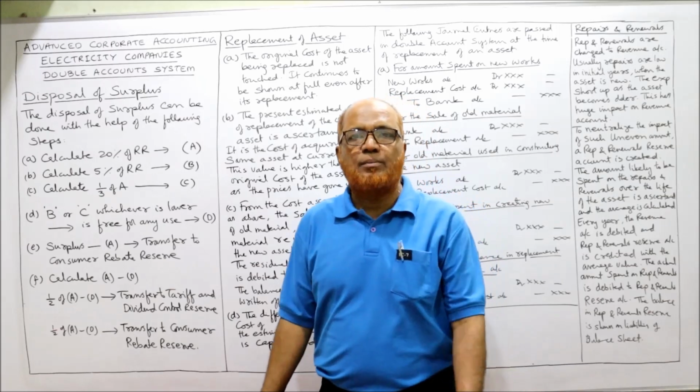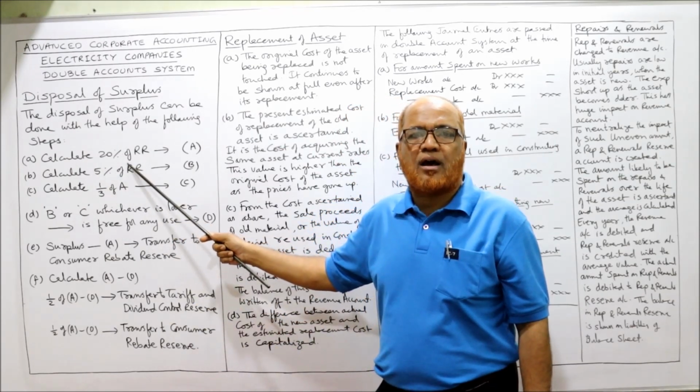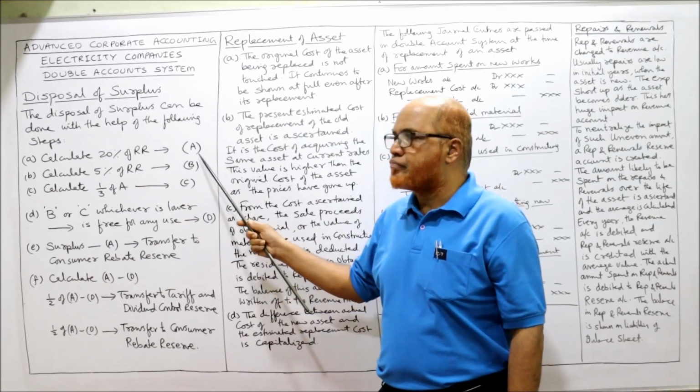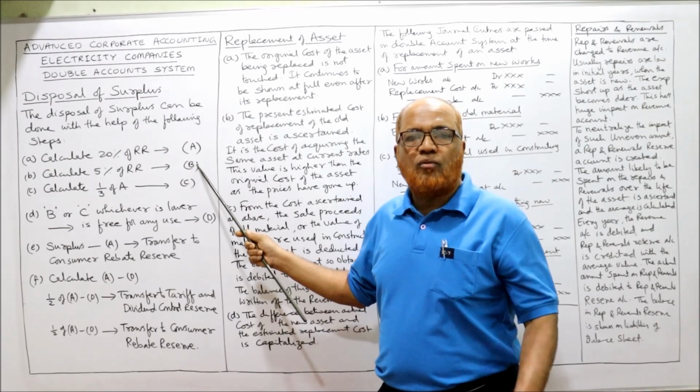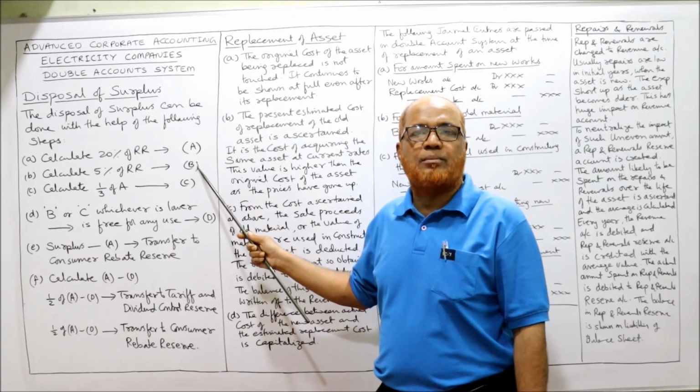RR stands for reasonable return. So first step, calculate 20% of RR and keep it separate. We call it A. So what is A? 20% of RR, reasonable return.